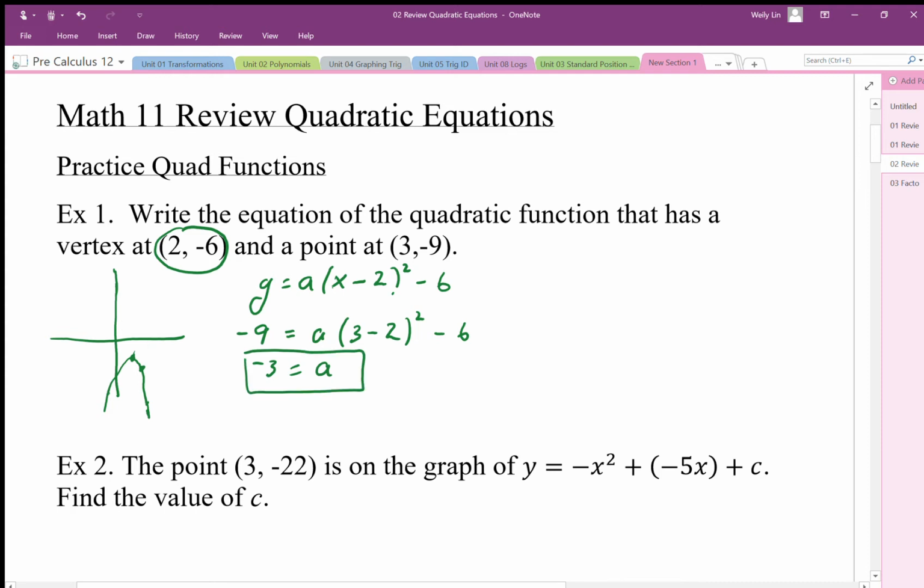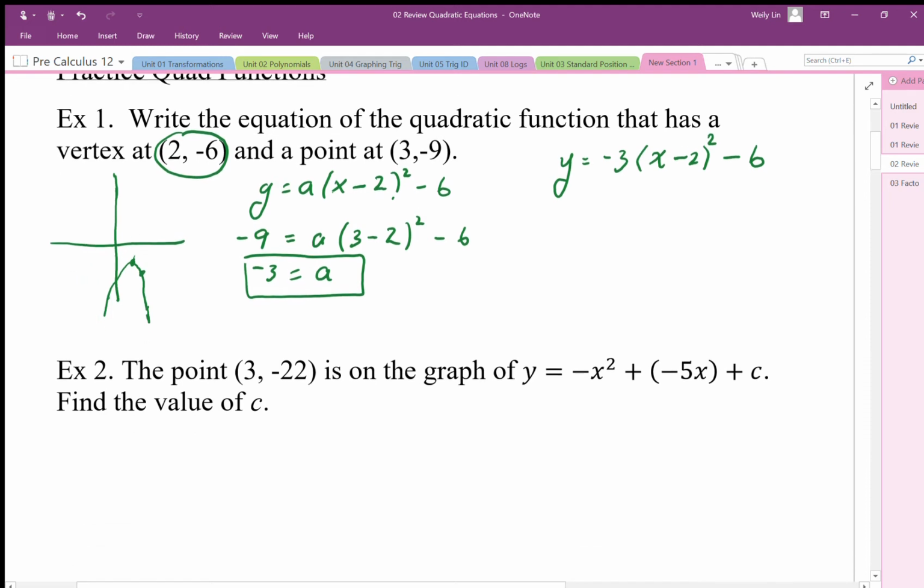And that's what we expected. It's upside down. It's been vertically expanded by 3. So then the equation works out to be negative 3 as my a value. And the vertex is going to be at 2, and make sure we square that as well. So it's going to be x minus 2 squared. And then minus 6 is the y-coordinate of that vertex.